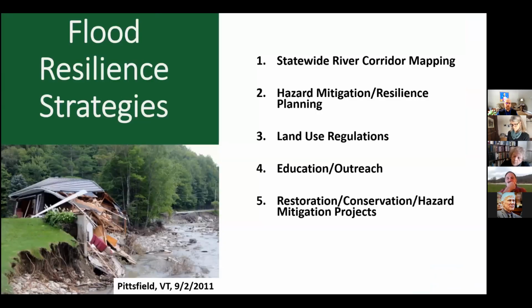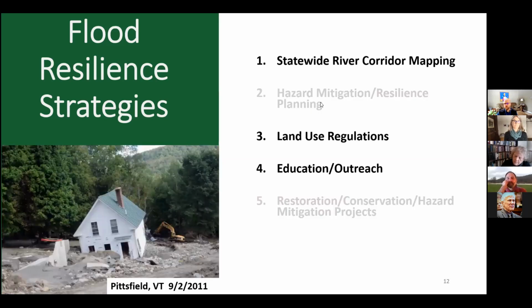So let's quickly shift gears to flood resilience strategies. Here's a list. It's not an exhaustive list, but it's a list of a lot of activity being done by a number of partners in the state, private and public sector. I don't have time to touch on all of them today, but I will highlight a few of them as shown here.